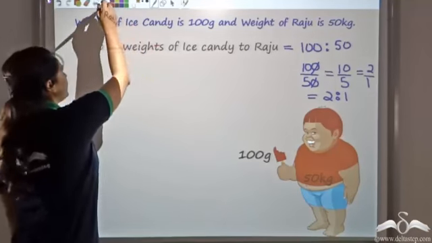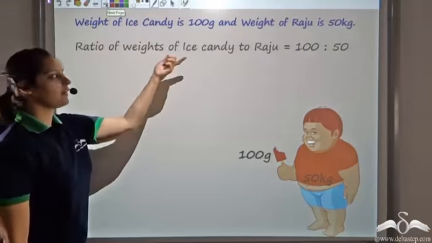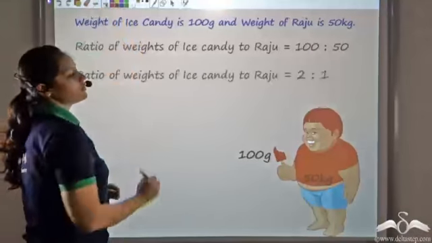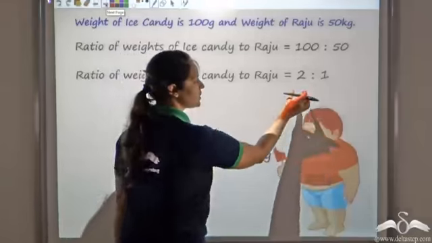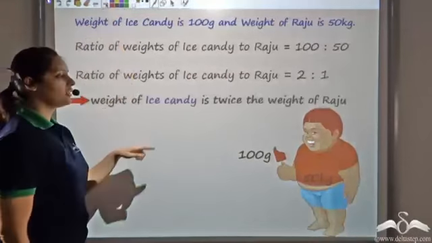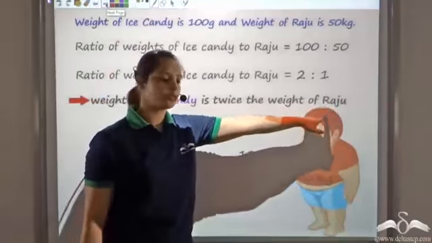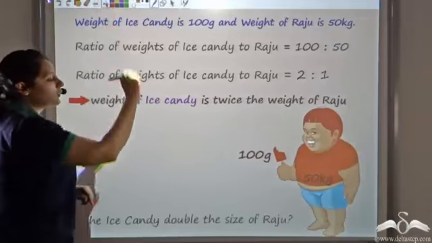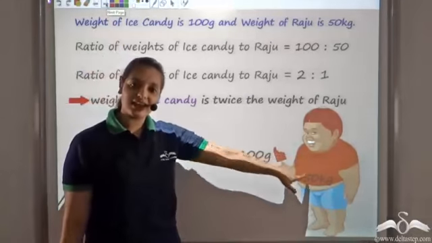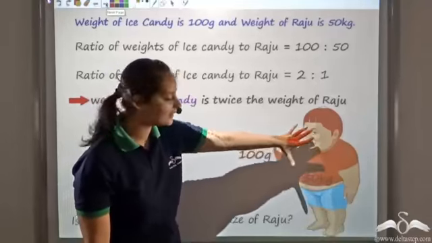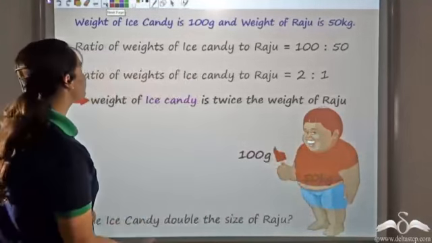So this is what I get. That ratio of weights of ice candy to Raju is 100 is to 50, which is 2 is to 1. This implies that ice candy is actually twice the weight of Raju. Is that true? Well, obviously not. Do you think that ice candy is double the size of Raju? Clearly not. Ice candy is much smaller than Raju here.